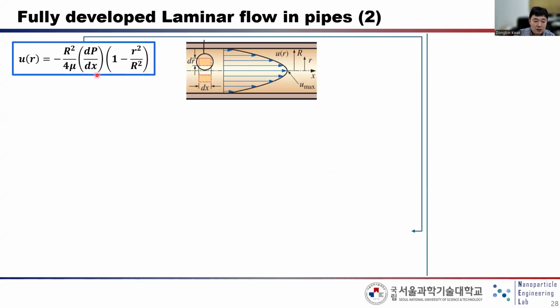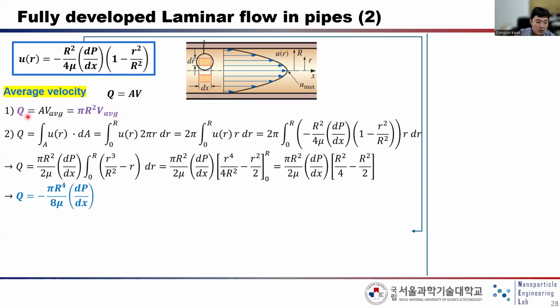But practically, the pressure gradient is also unknown, so we need to further develop this equation. To determine this part, we are going to use the continuity equation in its basic form. The volumetric flow rate is equal to the cross-section area times the velocity. So basically, you can write this equation as the average velocity times the area.